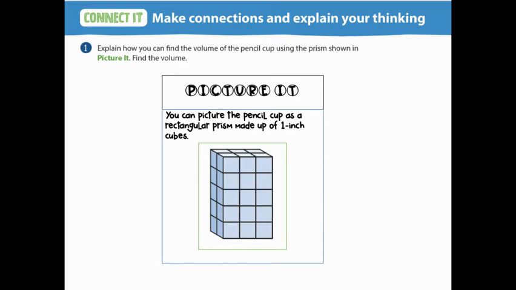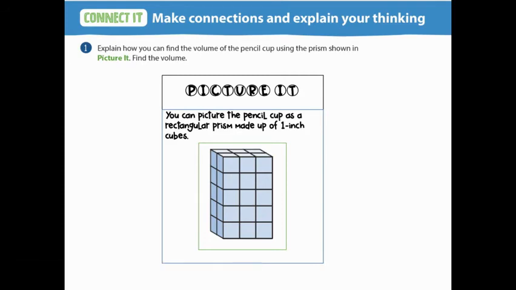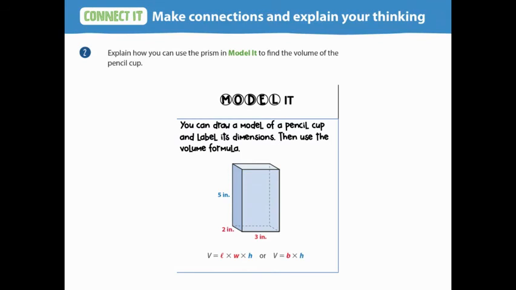All right, let's make some connections and explain our thinking. I want you to take a moment and explain how you can find the volume of a pencil cup using the prism shown, which is our picture it, right? And then I want you to find the volume. Looking at the other strategy we used, the model it, where a rectangular prism was drawn with no unit cubes, explain how you can use the prism and model it to find the volume of the pencil cup.